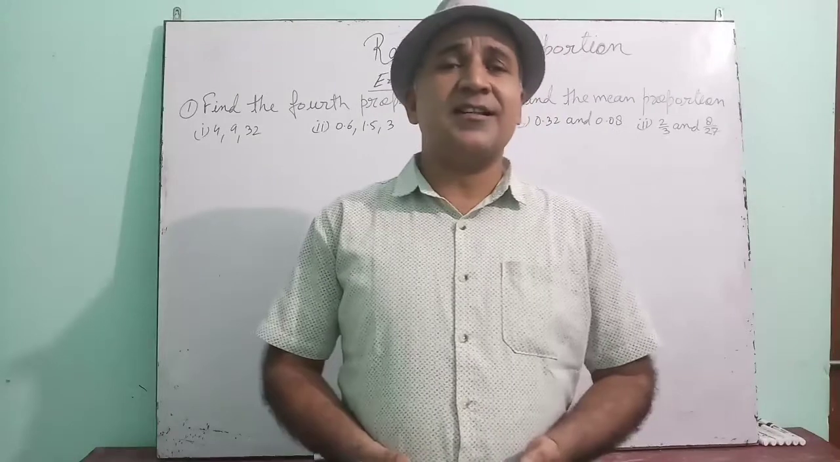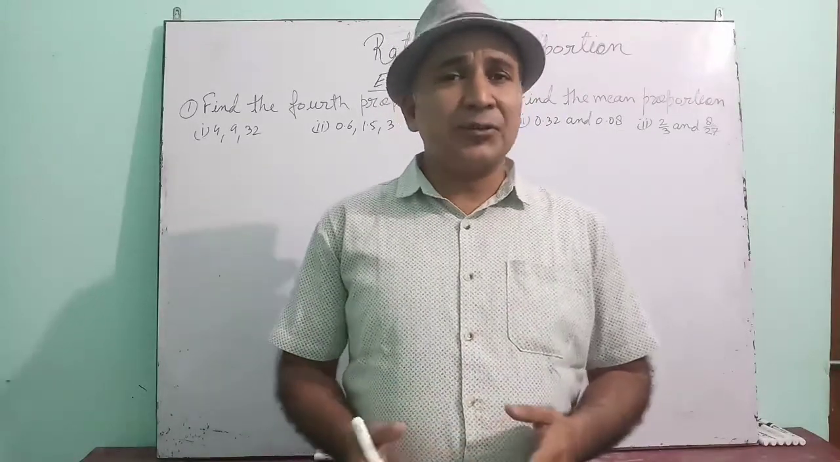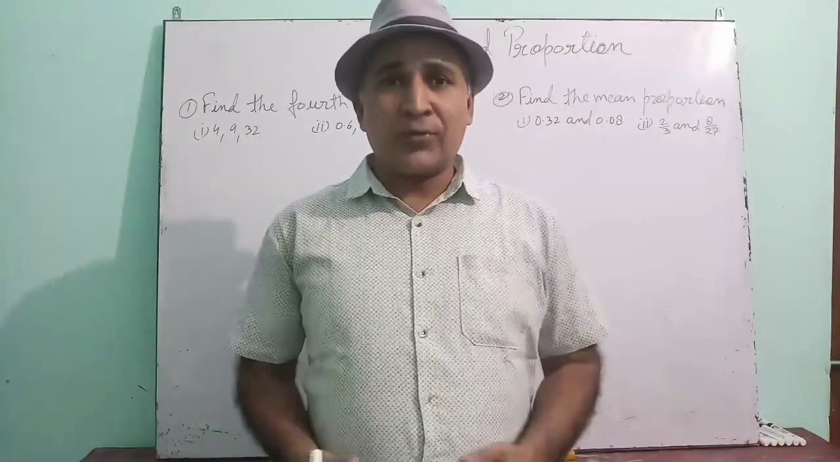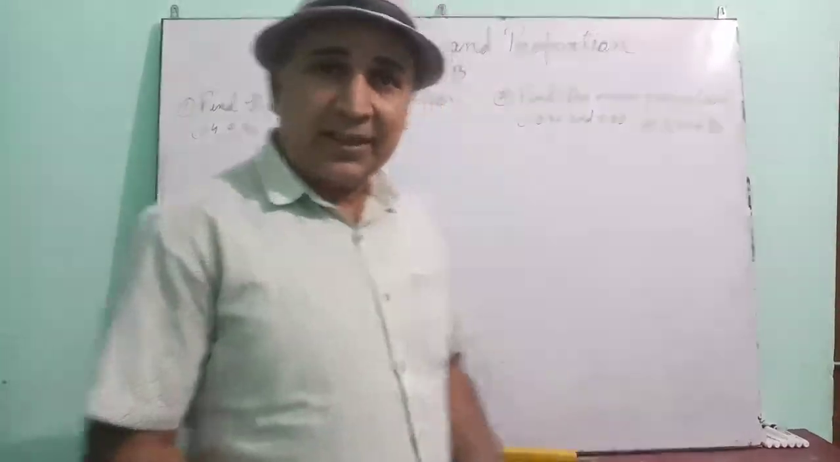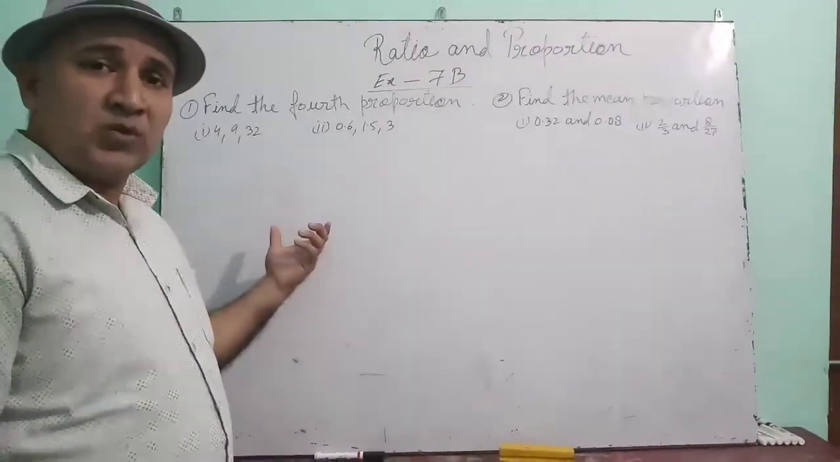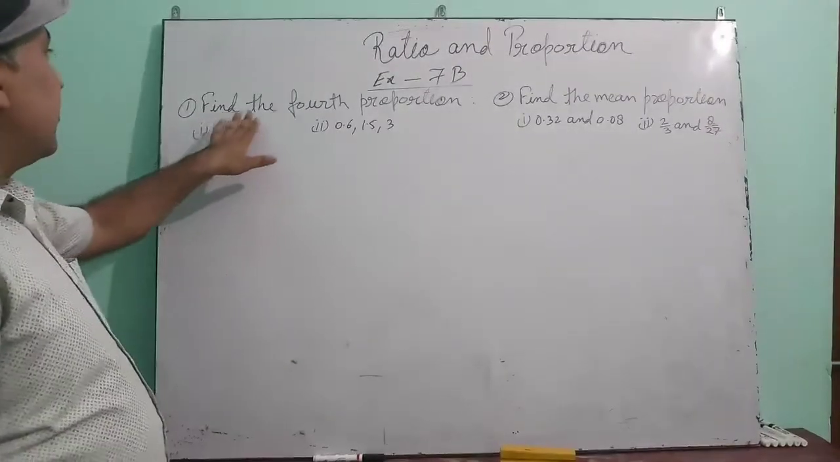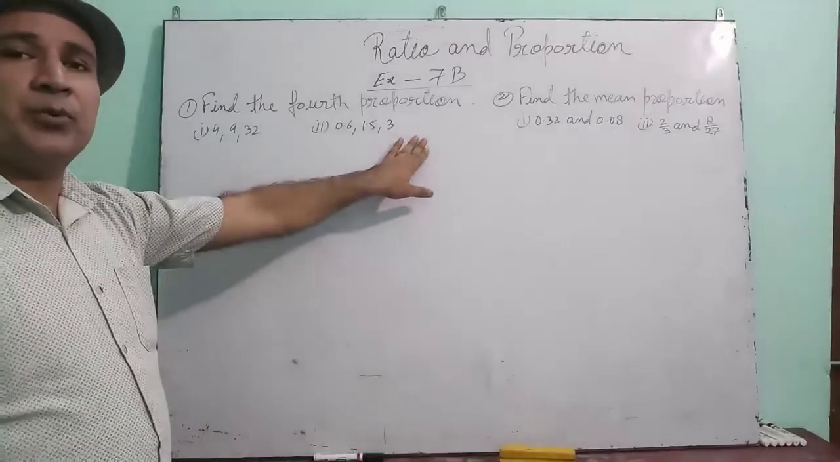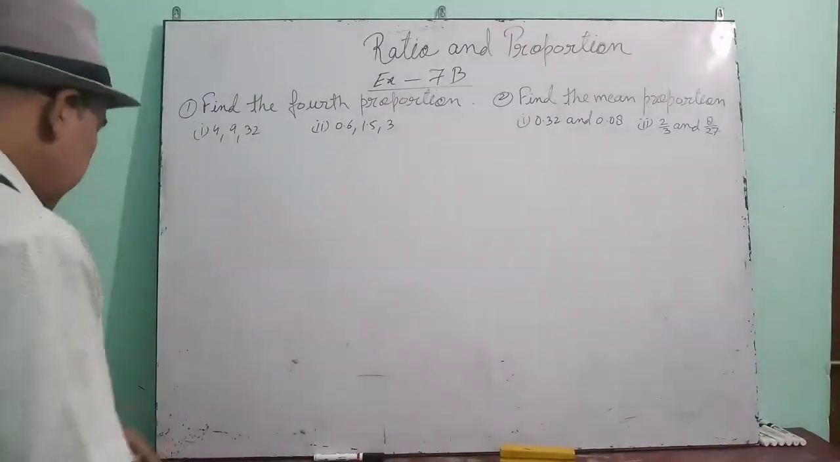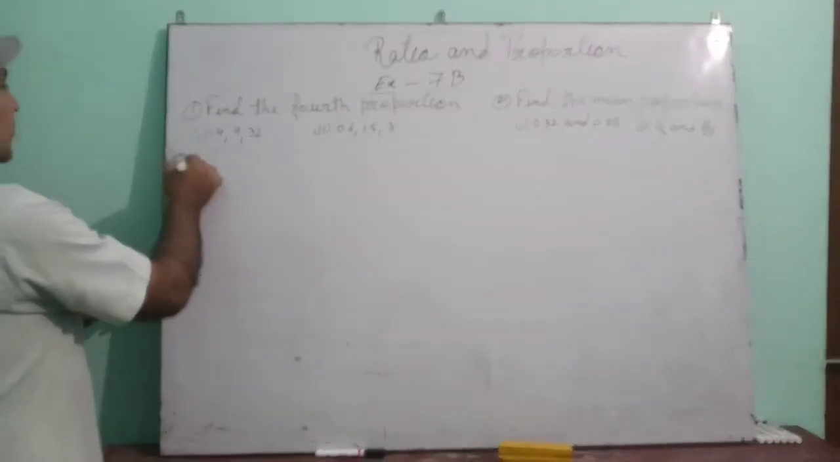This is your mathematics class and we are studying ratio and proportion. The ratio topic we have completed, proportion topic we have started. In the previous class I told you some questions, now see today more questions. See the question, find the fourth proportion. That means these numbers are in the proportion, we have to find the fourth one.